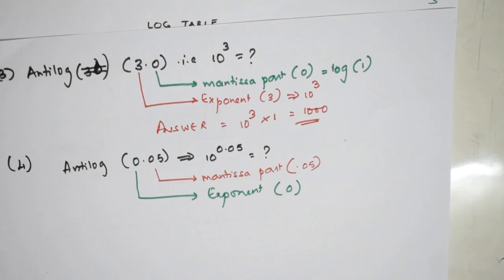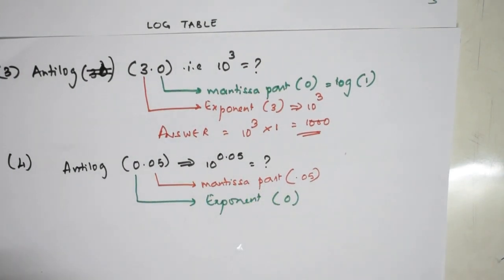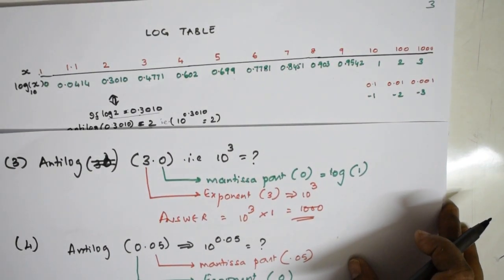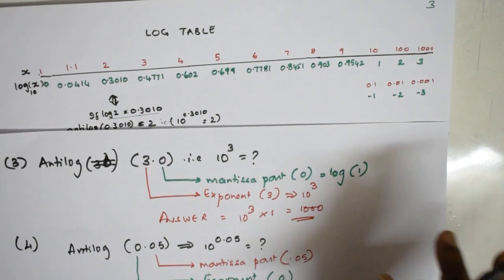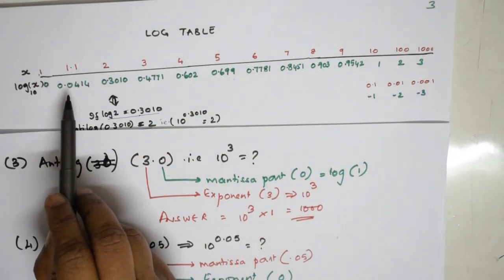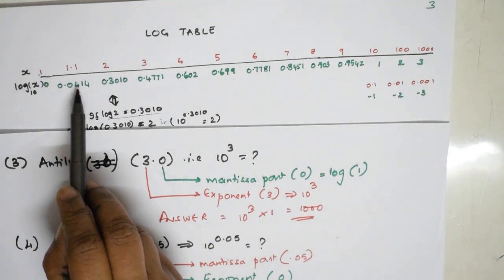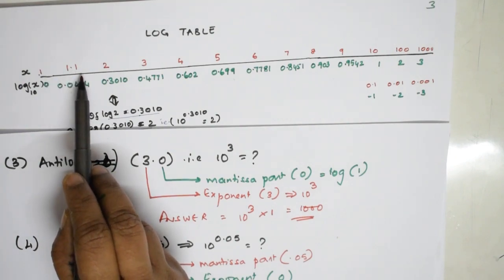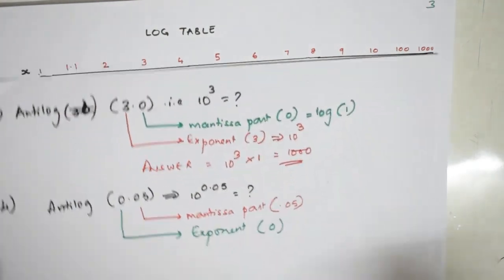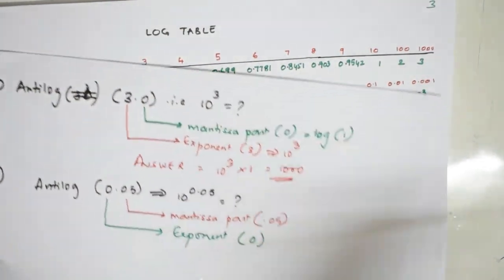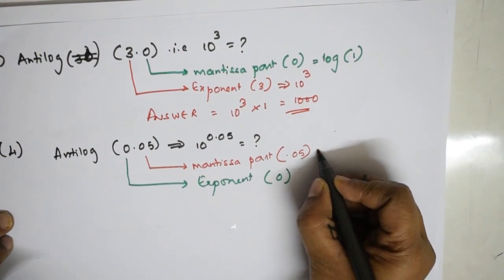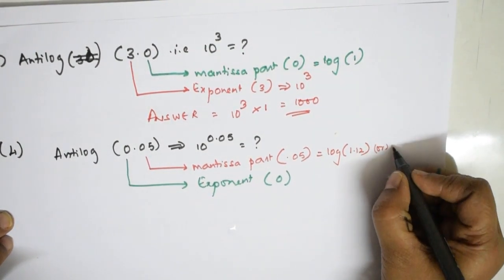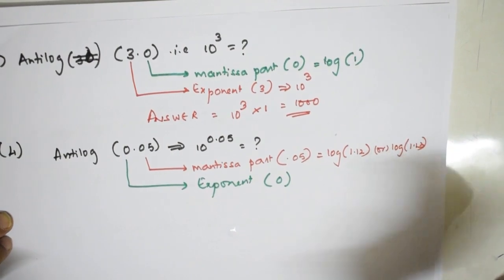So we'll solve the mantissa part now. In the mantissa part it is 0.05. I need to check the log table here. Where is the value 0.05 lying? See here, this is 0.04, next comes 0.05. Instead of 1.1 you can take 1.12, so 1.11, 1.12. So this 0.05 is lying somewhere here, correct? Which is equal to log 1.12, or you can take it as log 1.13, approximately.